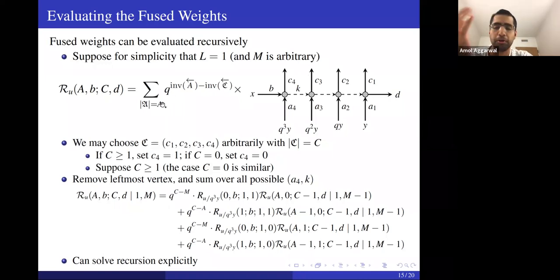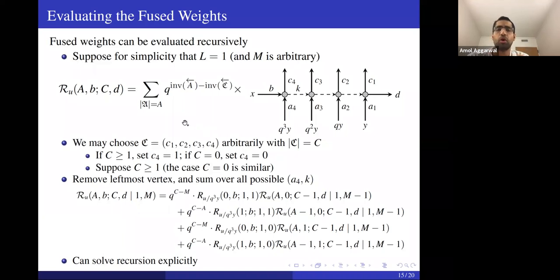Okay, and let me suppose for the sake of exposition that the number of ones in C is at least 1. You can do something fairly similar if that number is 0. So in that case, I'm going to set my C4 equal to 1. Basically, all I'm going to do is pluck out the leftmost vertex and sum over all possibilities of this edge K here.